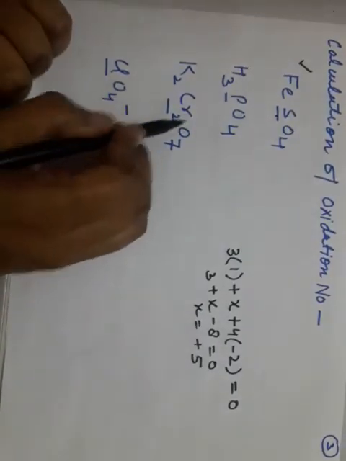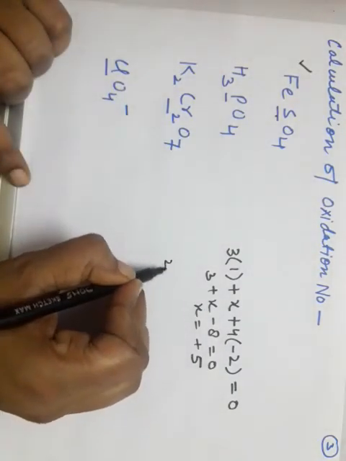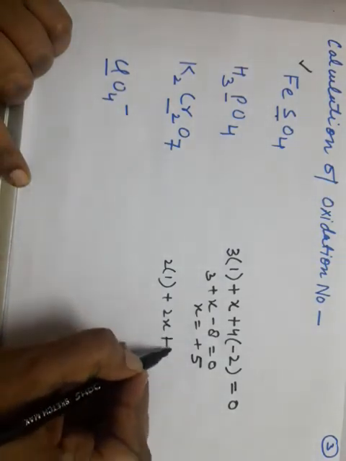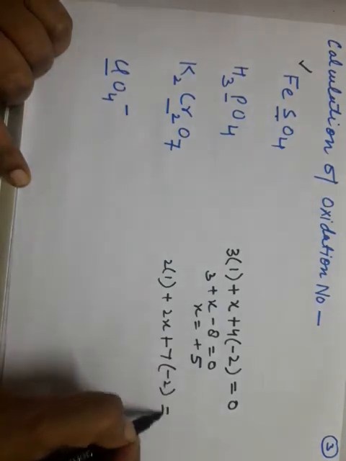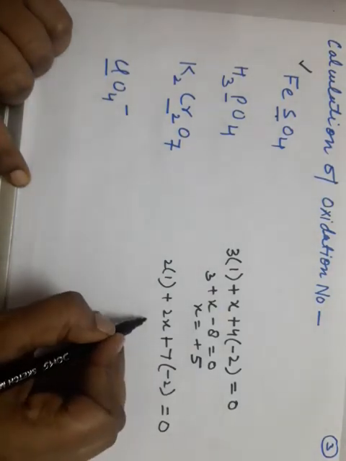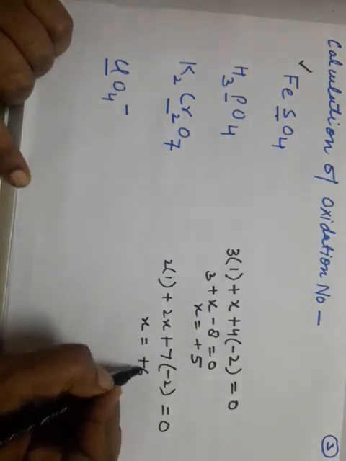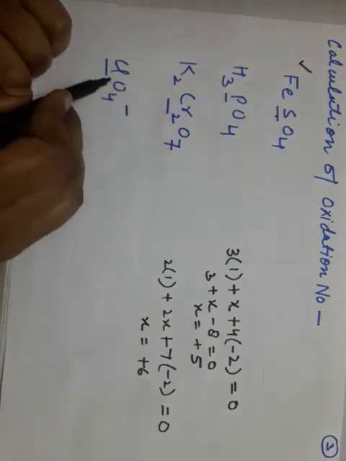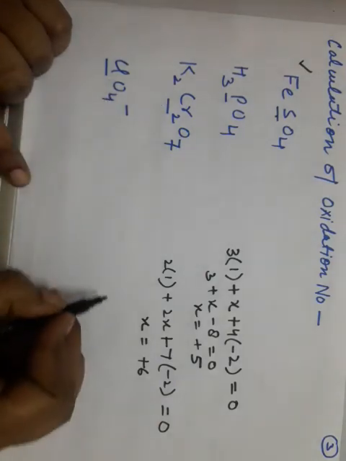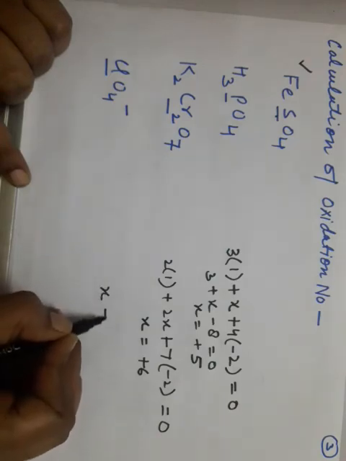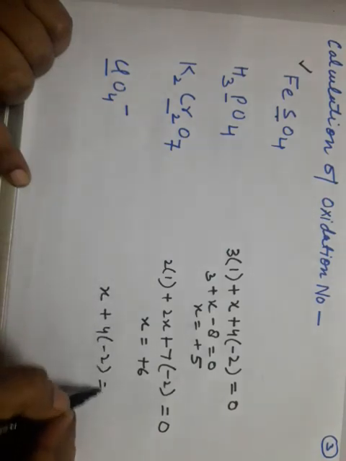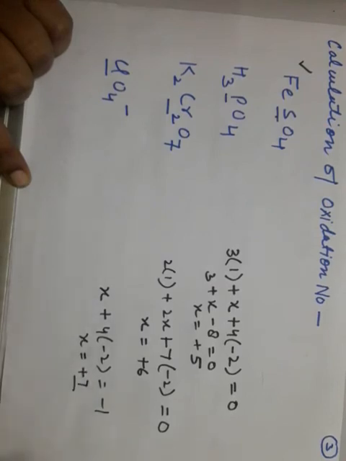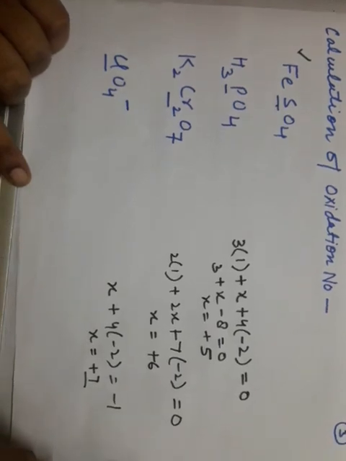Now K2Cr2O7. Potassium belongs to the first family, oxidation number +1, so 2 plus 2x plus 7 oxygens with oxidation state -2 is equal to 0 because it's a neutral molecule, and x comes out to be +6. That means the oxidation number of chromium here is +6. In ClO4-, Cl plus 4 oxygens with -2 is equal to -1, so x is equal to +7. So this is about the oxidation number.